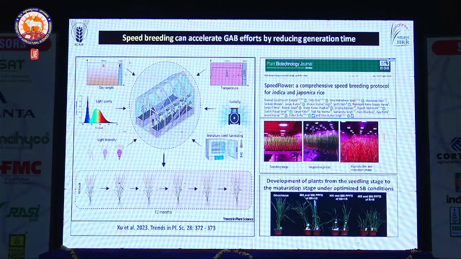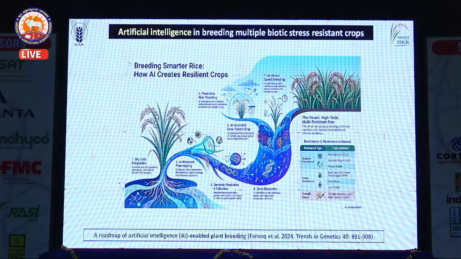And even in wild rice it can accelerate the breeding process. And finally, one more important component I would like to touch upon is artificial intelligence. If gainfully deployed, it can be used in predictive modeling, AI powered phenotyping, and it can accelerate the process of genomic selection or genomic prediction. And it also has got its own good use in gene discovery.